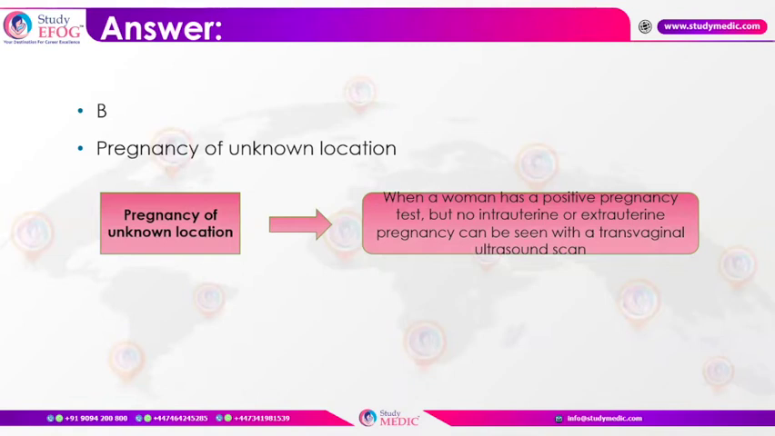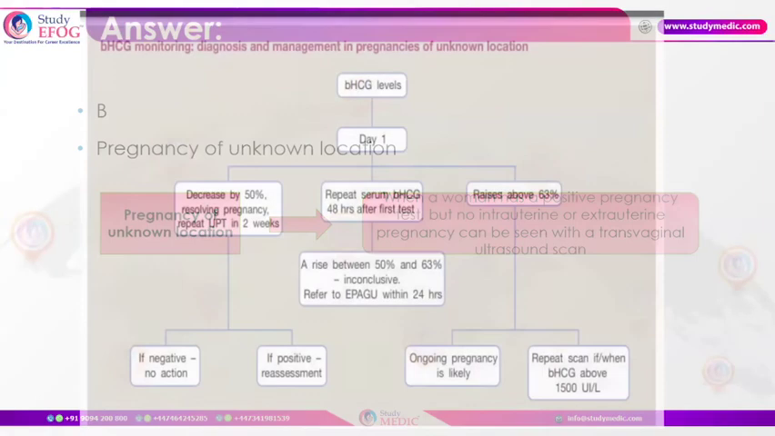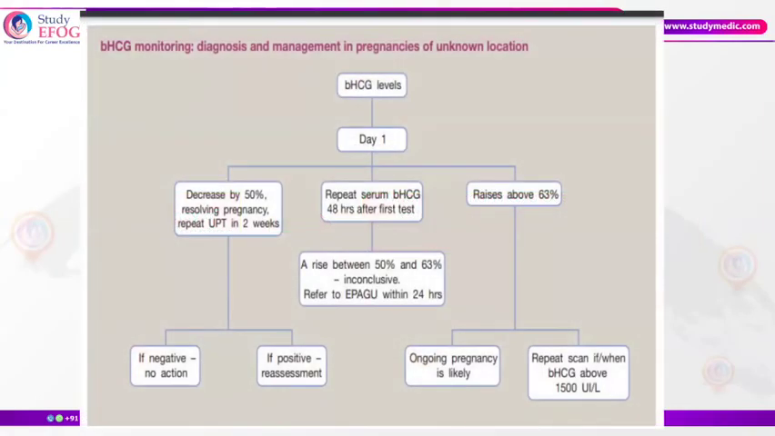Why? Because when a woman has a positive pregnancy test, but no intrauterine or extrauterine pregnancy can be seen with a transvaginal ultrasound, then we label this pregnancy as pregnancy of unknown location. So how will we follow this pregnancy? We have to monitor with beta HCG and scan. If we do the beta HCG level on day 1, we have 3 options. If it is decreasing by 50%, it means it is a resolving pregnancy, and we have to repeat the urine pregnancy test in 2 weeks.